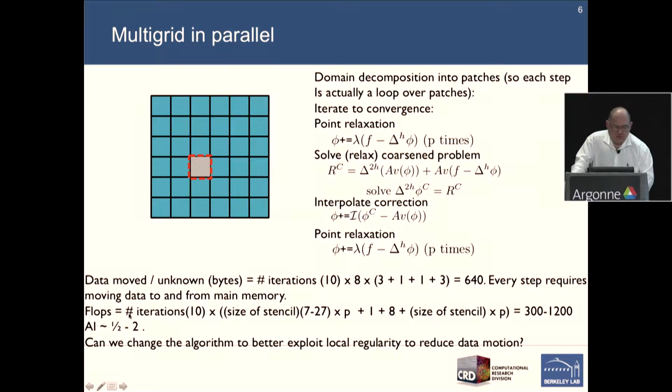Now, how many flops do we have? Again, it's number of iterations, size of stencil, 7 to 27 points, times the number of times you do point relaxation, and then the stuff you do for interpolation and coarsening, and when the dust settles, again, with the assumptions we made, 300 to 1,200 flops. Do the math, the arithmetic intensity is 1/2 to 2.